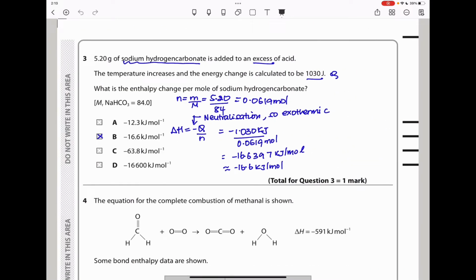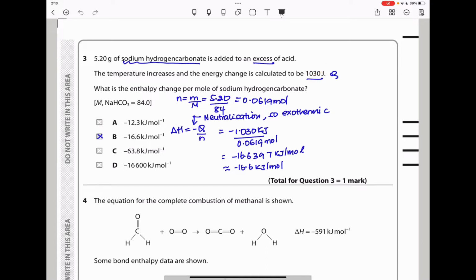In question 3, they say, 5.2 grams of sodium hydrogen carbonate is added to an excess of acid. And again, you can see this is a metal hydrogen carbonate reacting with an acid. So they say the temperature increases and the energy change is calculated to be 1030 joules. Now, this is the Q. In the equation, Q is equal to mc delta T. This is the Q that has been gained, so that has been calculated.